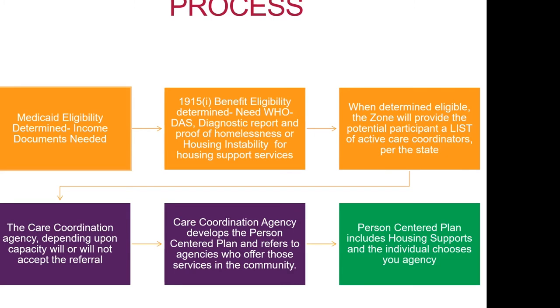In the smaller and more rural communities, you may have one or two workers who do all of these different pieces as well. So someone's determined to be Medicaid eligible, human services zones Medicaid enrolled. Then they move to the eligibility determination. This is where you need a WHODAS, you need a diagnostic report. And it's really important to get that Medicaid eligibility piece first, because that allows you to get these other assessments and these other documentations done.